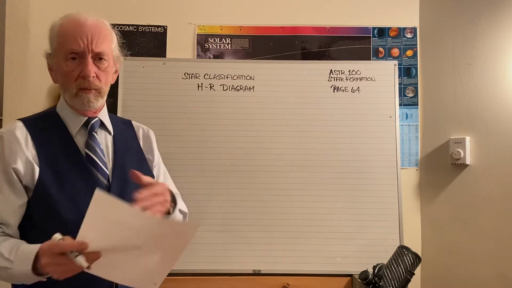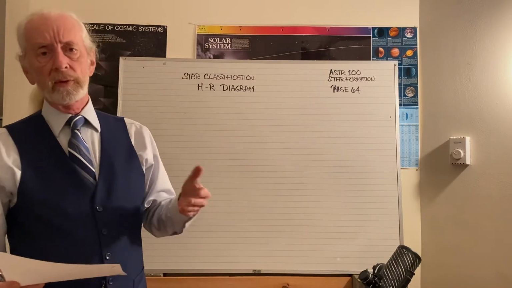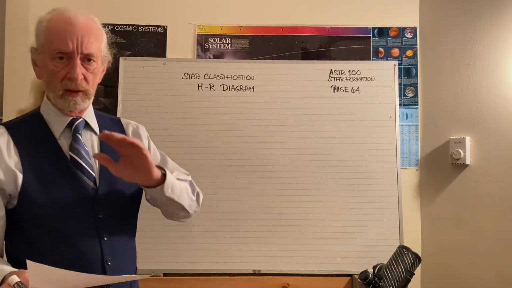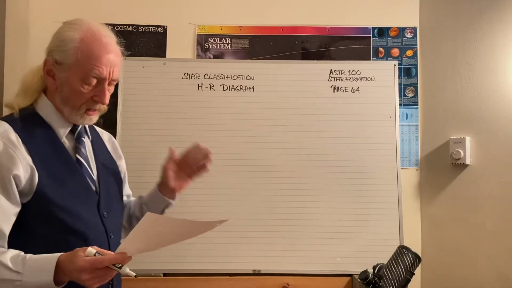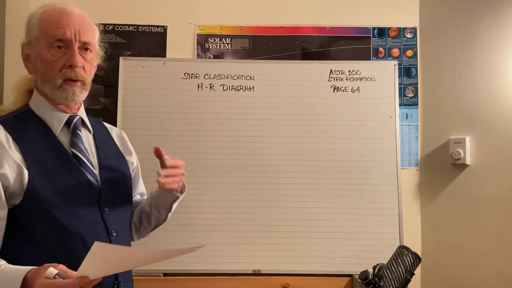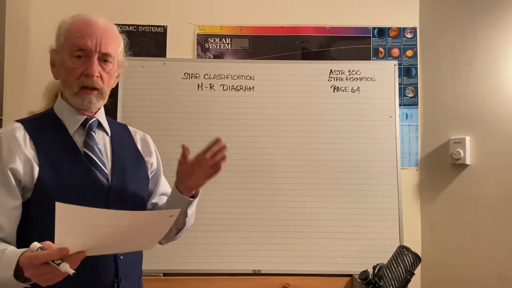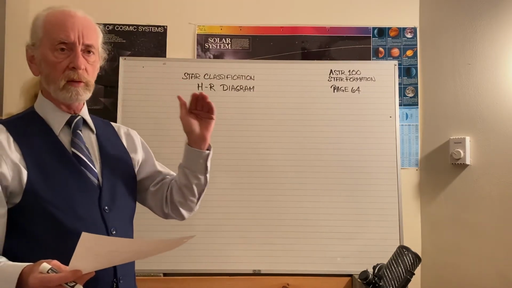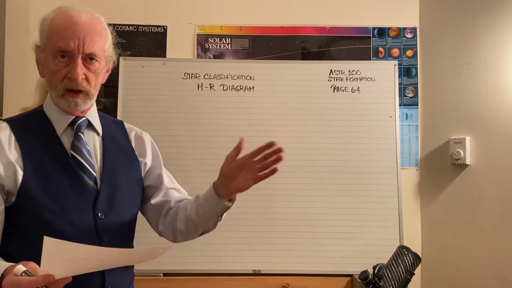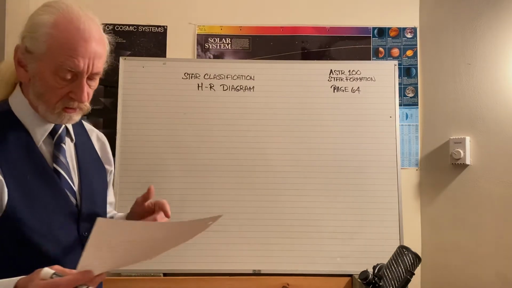Obviously, I can't do that here. So what I will do is I'll find a video that I can post that will lay this out. But the HR diagram, the Hertzsprung-Russell diagram, classifies stars according to their luminosity and their temperature. And there's also a correlation with their size as well.